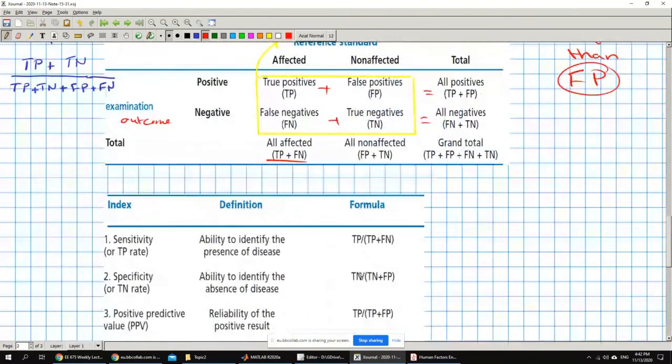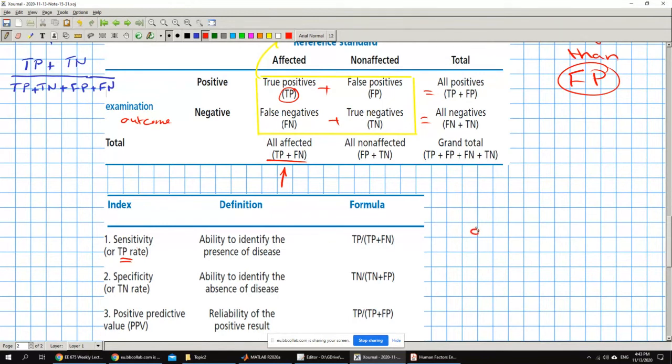The first one is called sensitivity, or what's called true positive rate. Okay, it's the ability to identify the presence of disease. Just look at this column right there. These are all the patients with the disease. I was able to detect only these. The other ones I was not able to detect. So if I divide true positive over true positive plus false negative, or the total number of affected, this will give me the sensitivity and will give me the ability to identify the presence of disease.